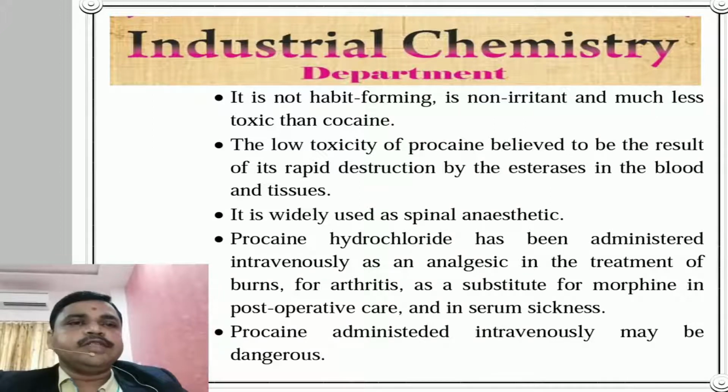The low toxicity of procaine is believed to be the result of its rapid destruction by esterases in the blood and tissues. It is widely used as a spinal anesthetic. It is a very important point. Procaine or novocaine is widely used as a spinal anesthetic. In spinal surgery, most surgeons use procaine or novocaine.